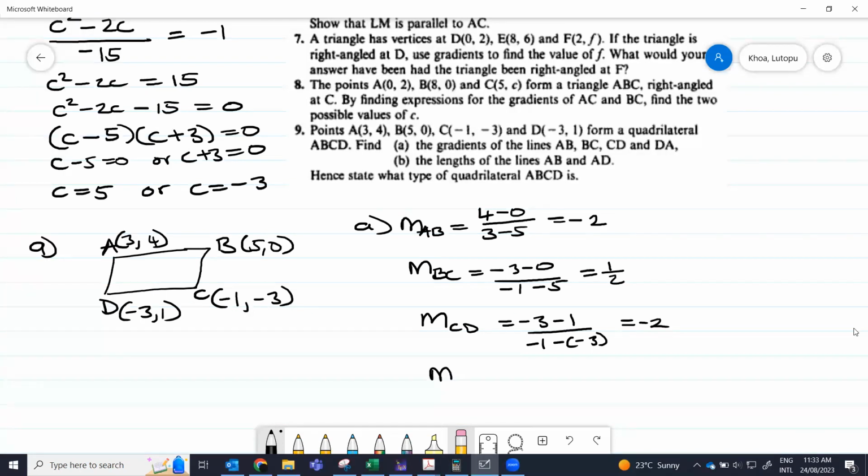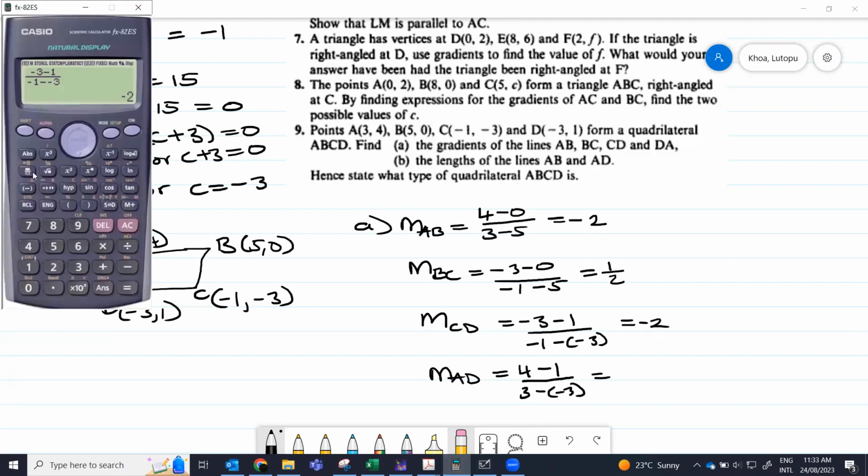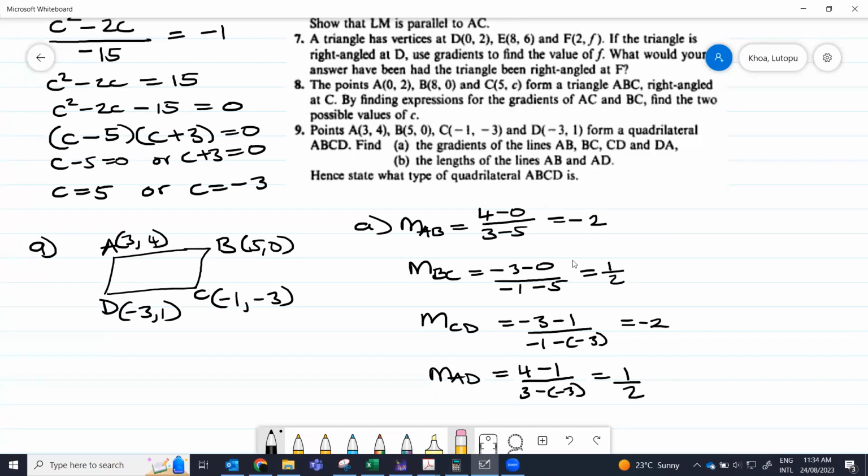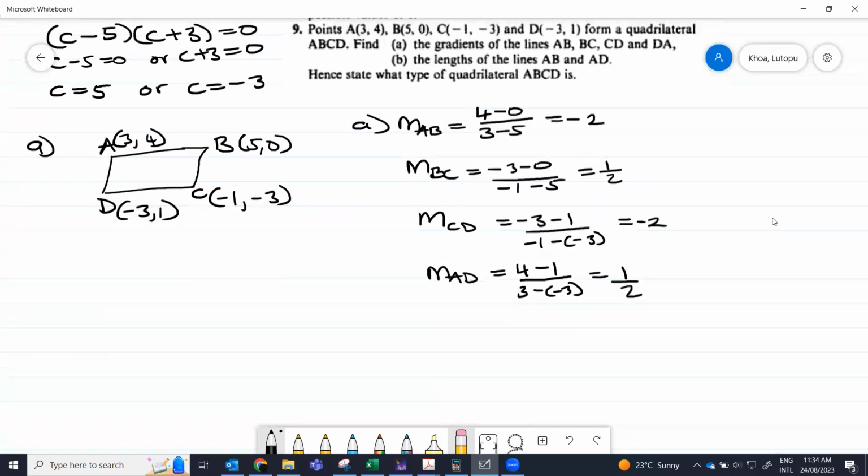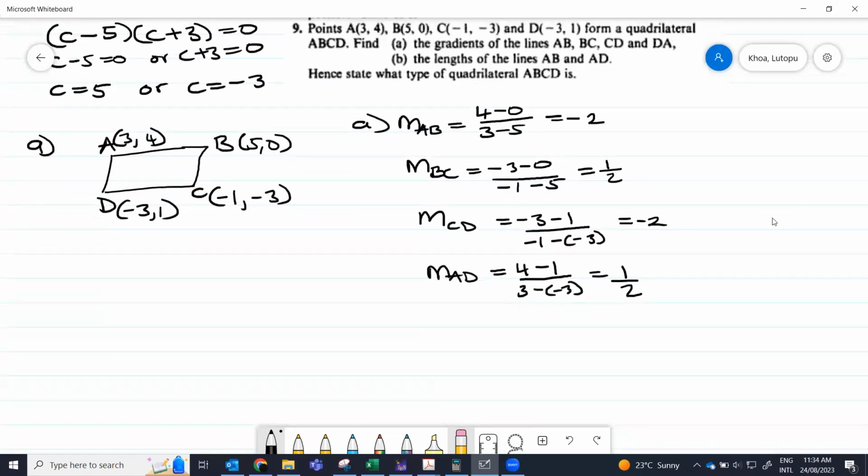And then we want the gradient of AD or DA. This is 4 minus 1 over 3 minus -3. Okay, that is the first part of the question. Then the second part said find the lengths of the lines AB and AD. So we want AB.